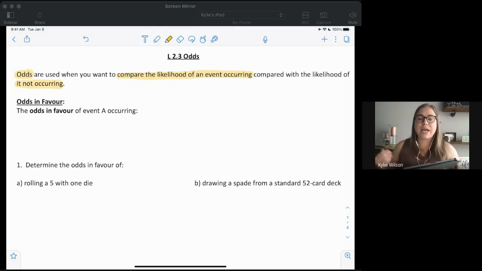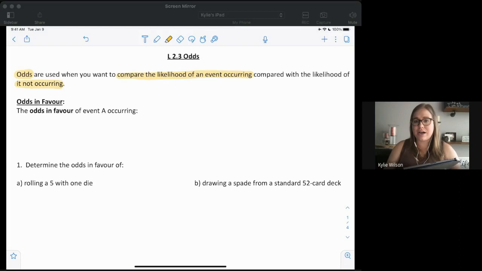We actually talk about odds quite a lot in our daily life. You may hear it with a lottery: "Oh, your odds are 1 in 4." Or if you're just hearing about a contest, something like that. We talk about odds very frequently.